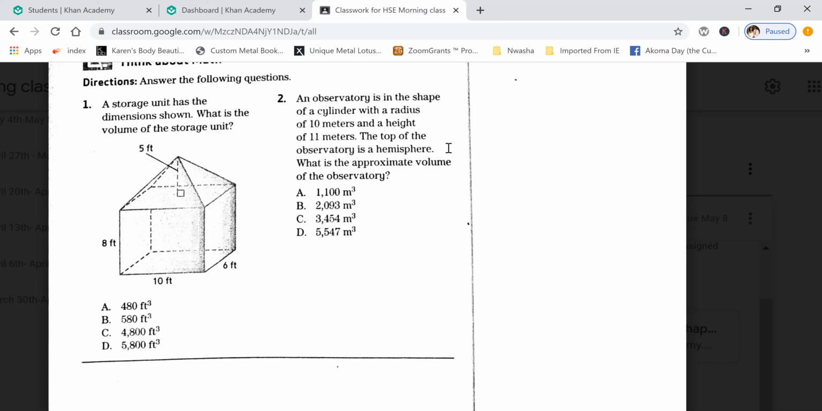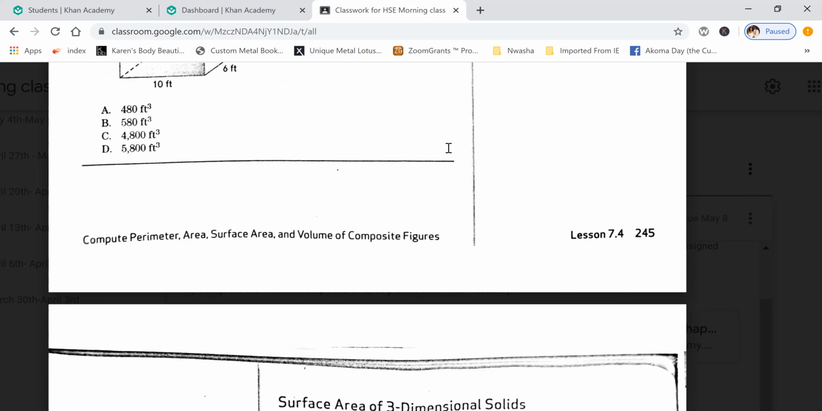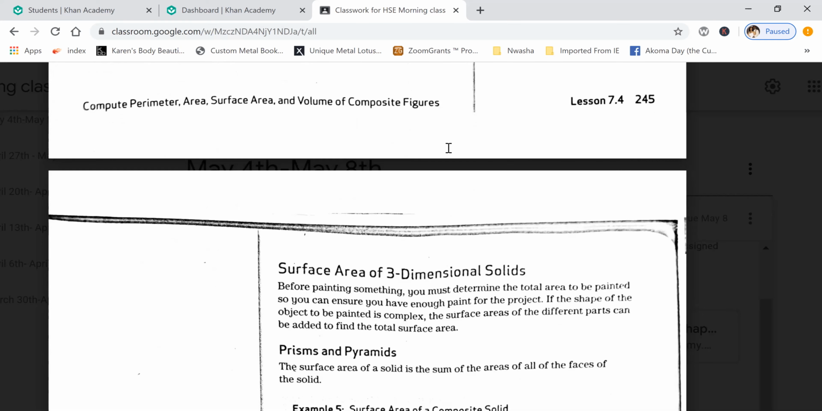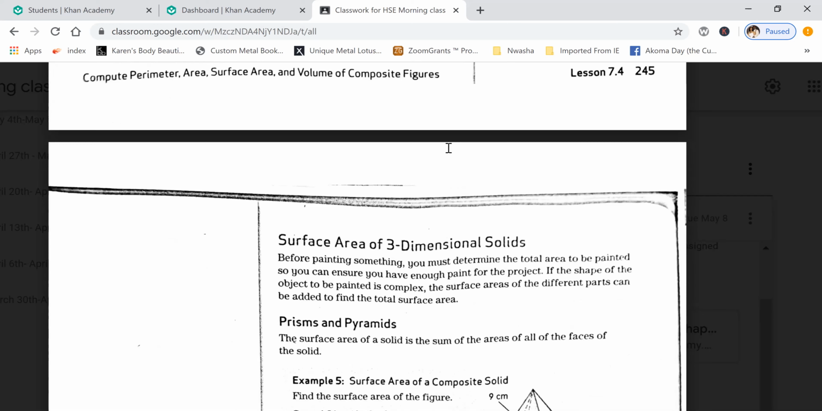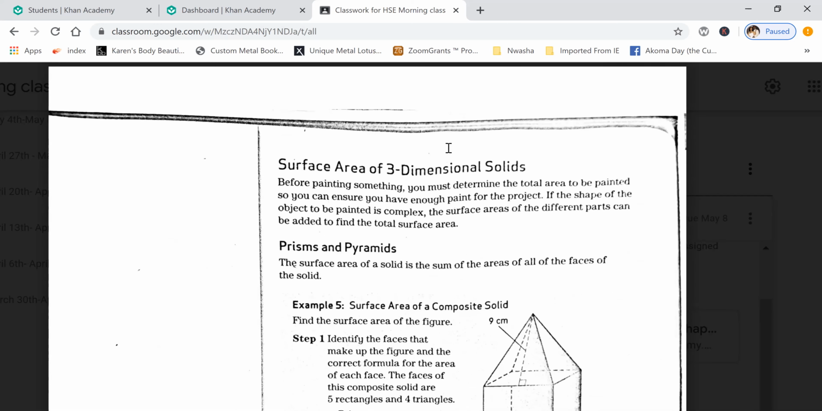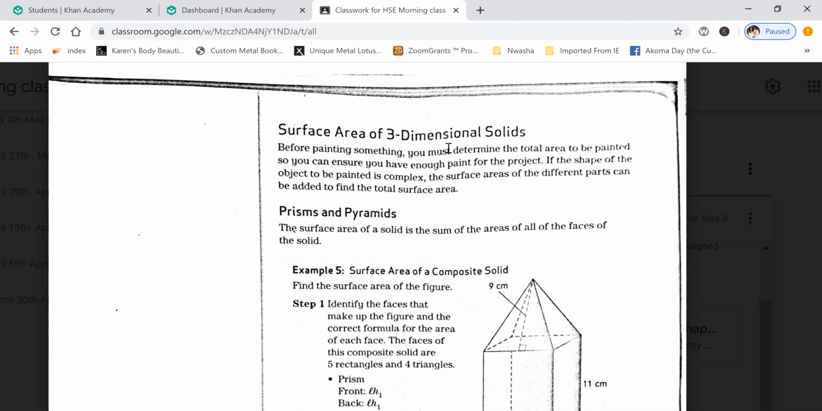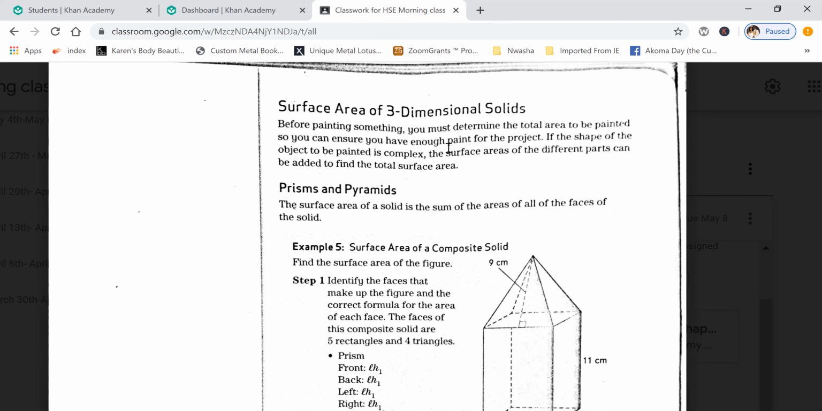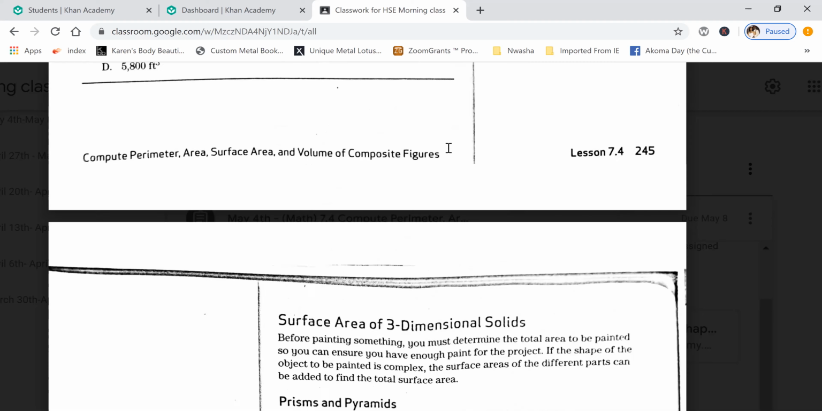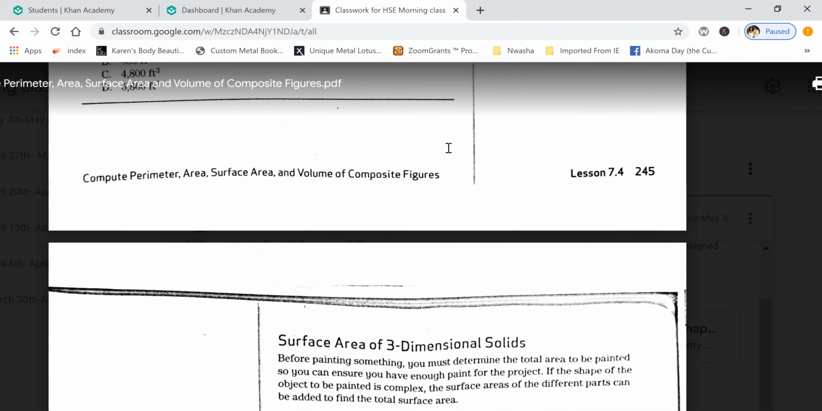Don't discredit what you do know. Sometimes people play down what they do know, in an effort to be like, I forgot the hemisphere. Then just say you forgot it. What do you know based on just the cylinder? Because that could actually get you an answer. So far, what we did yesterday and today is all the perimeter and the area and the volume.